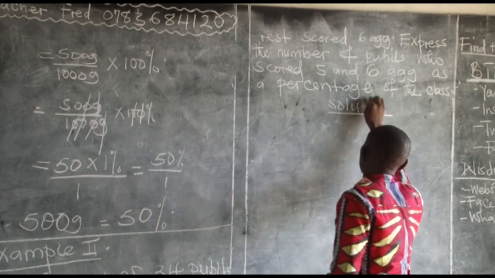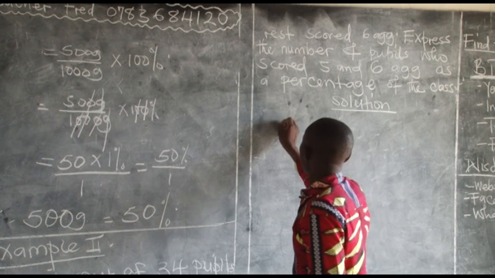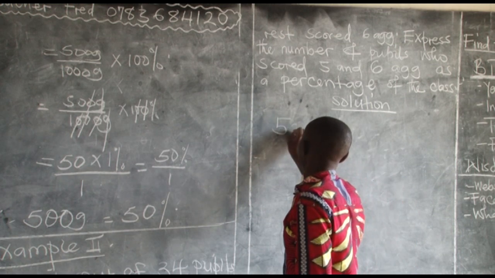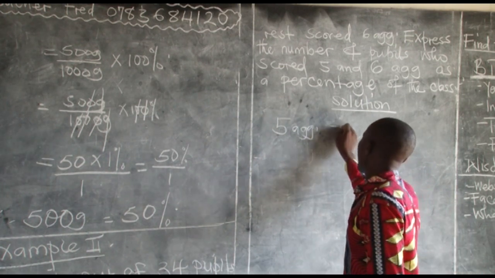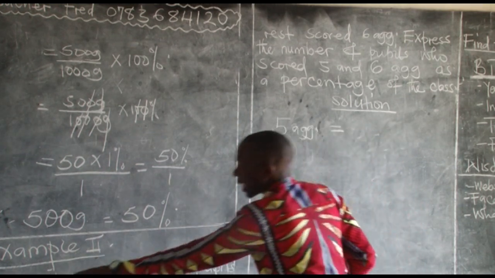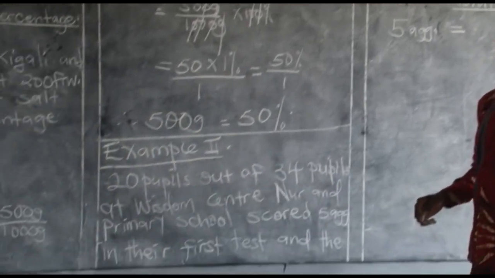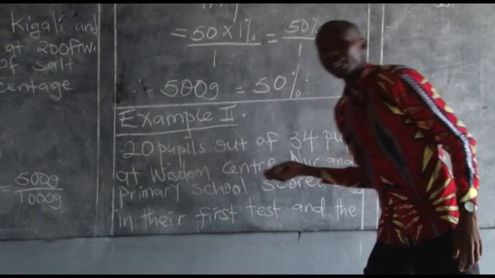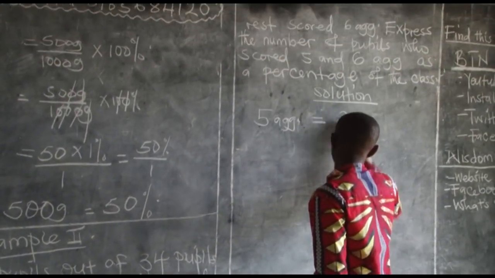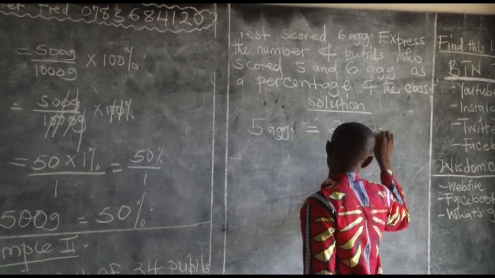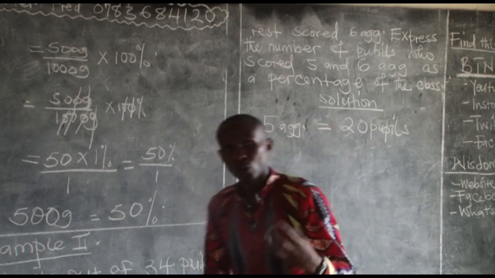So from there, as we look for the solution, they have said 5 aggregates. We want to look at kids who scored 5 aggregates. How many were they? We identify them. They say 20 pupils out of 34, meaning that they were 20. So you first identify the number of pupils who scored the 5 aggregates. They were 20 pupils.